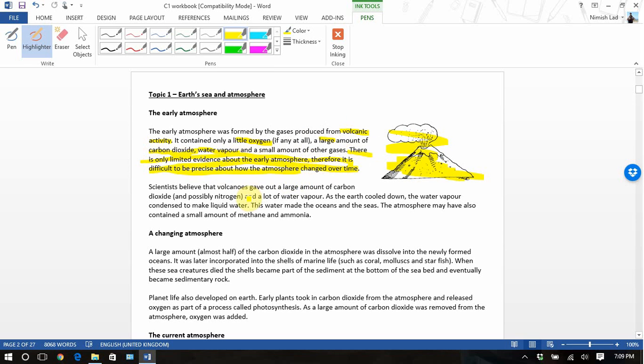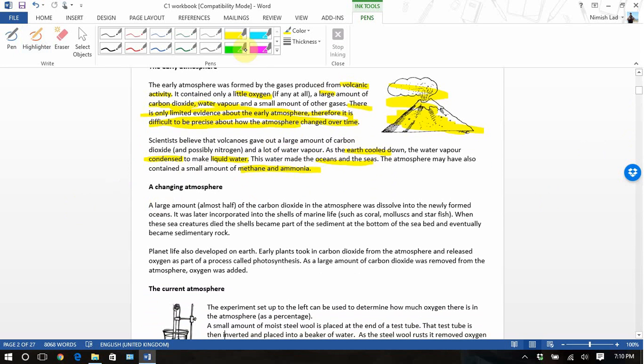Scientists believe that volcanoes gave out a large amount of carbon dioxide and also possibly nitrogen that was stored inside, but definitely a lot of water vapor. As the Earth cooled down, condensation took place, and that turned the water vapor into liquid water, and that's what made the oceans and the seas. The atmosphere may also have had a small amount of methane and ammonia, which is where we think the nitrogen went into forming ammonia.